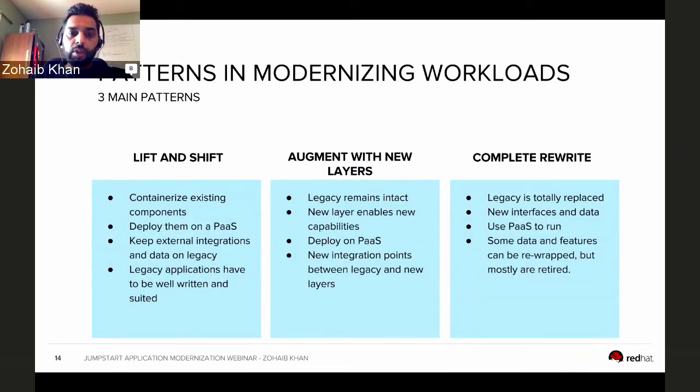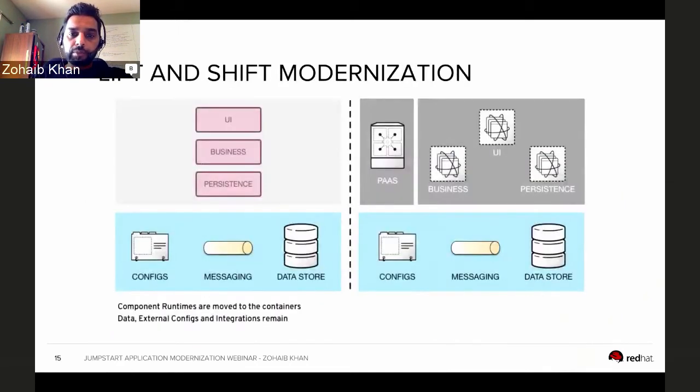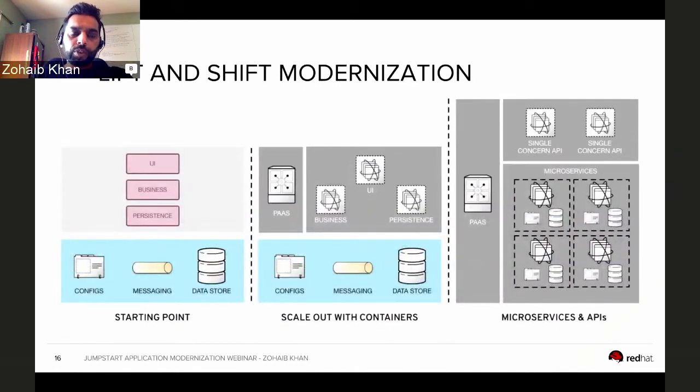So let's see what they look like in action. So I'm going to move to this slide. So the whole idea is that you have a defined starting point and you have a defined point of maturity for your modernization needs.